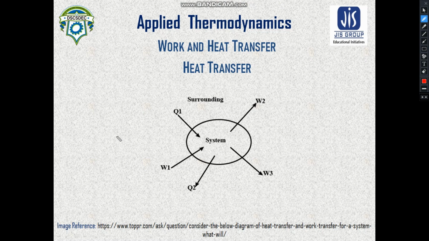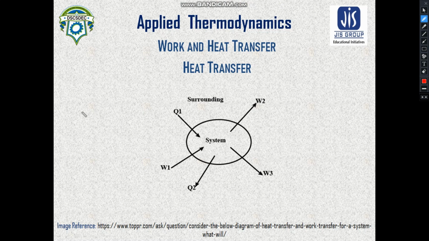Now there are different modes of heat transfer. Primarily, heat transfer takes place through the modes of conduction and radiation. Now, what are the basic terminologies which we need to understand for heat transfer? What are the basic sign conventions?